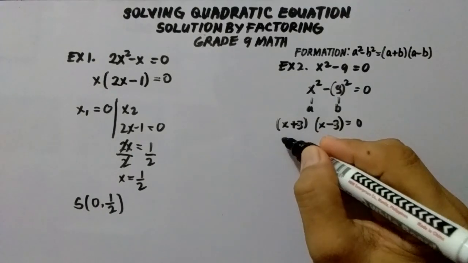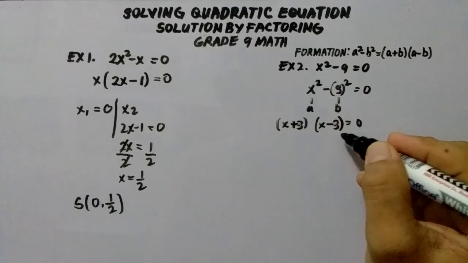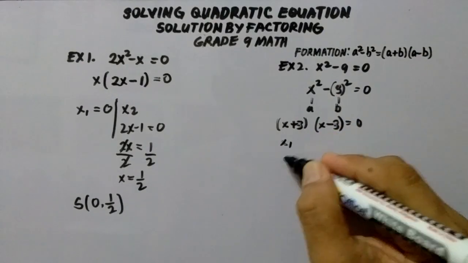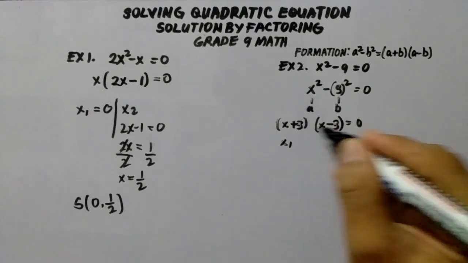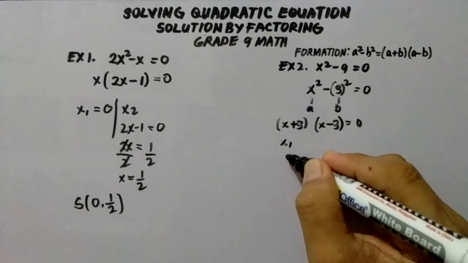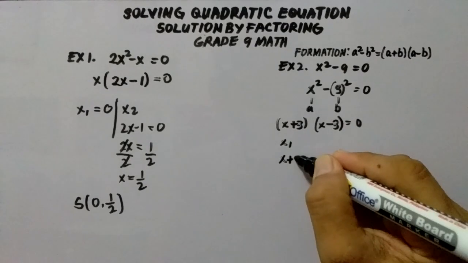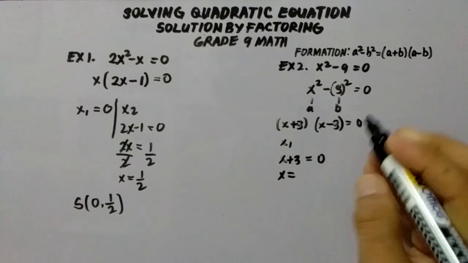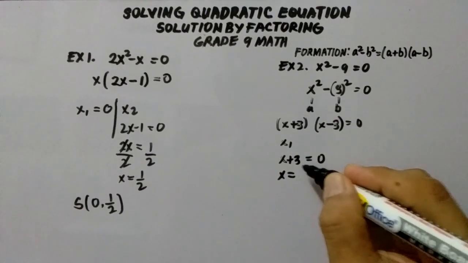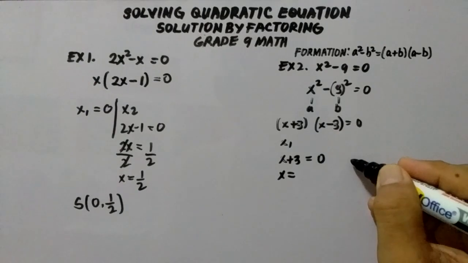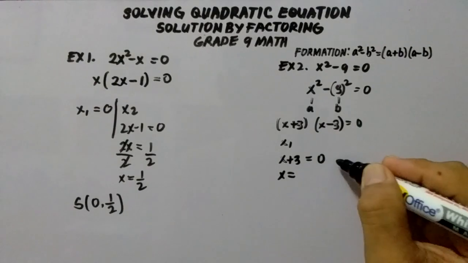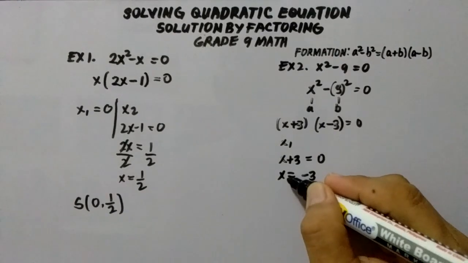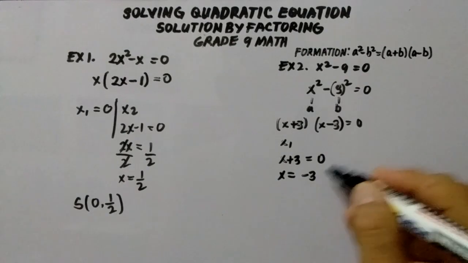So, punta na po tayo, no? O, let's find the value of x. Okay, so x of 1. Okay, so we have x plus 3 is equals to 0. Then, x is equals to transpose positive 3 to the right side. So, positive 3 become negative 3. Okay? So, x of 1. So, x is equals to negative 3.